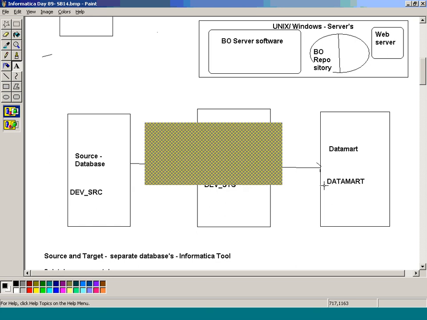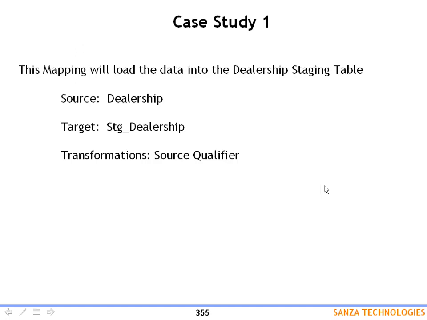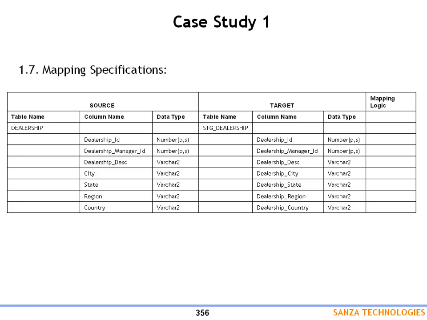First example: extract the data from the dealership table and load the data into the STG dealership table. It's a simple mapping. You need to extract from dealership and load it into the STG dealership table. From the Informatica perspective, we need to define the source structure and the target structure. So let us go to Informatica.